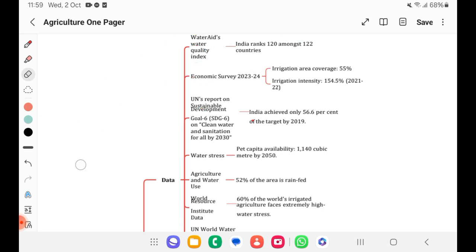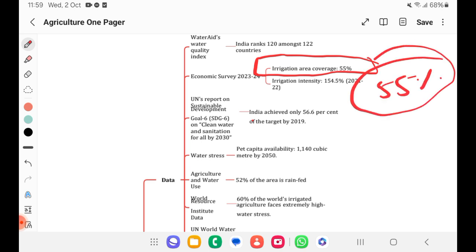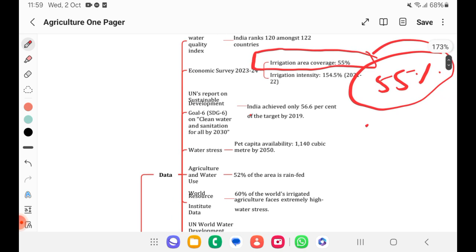One more data point we will be learning. According to the Economic Survey 2023-24, irrigation coverage area is 55%. That is more than 50%. So it is 55% and intensity is more than 150%, 154.5%. Okay, intensity is more and the area covered is 55%.